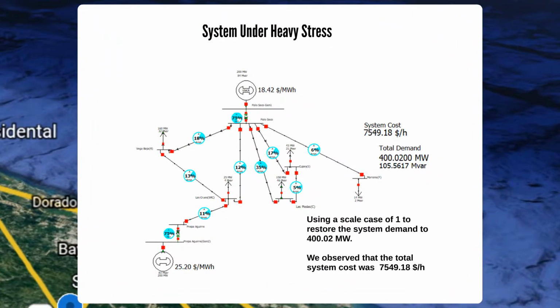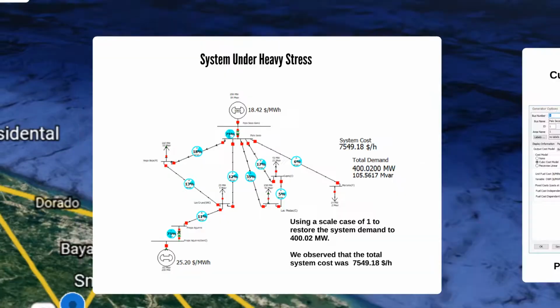Now finally, conducting the resiliency testing under heavy stress or heavy loading, we observed the total system cost to be $7,549.18 per hour, using a scale case of 1. This restored the system demand to 400.02 megawatts.